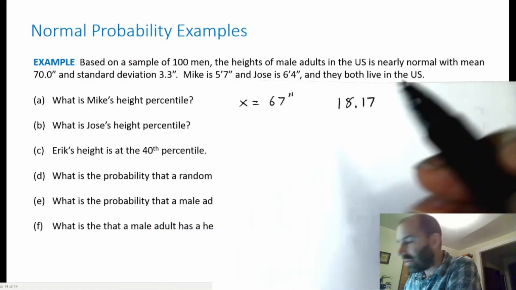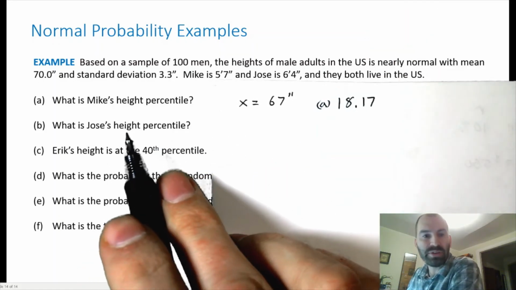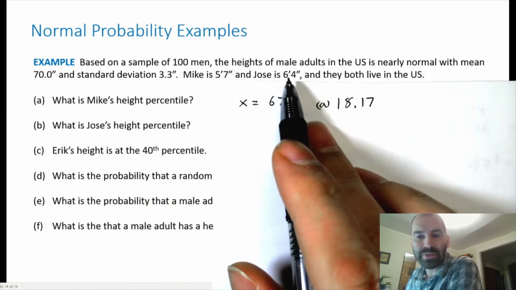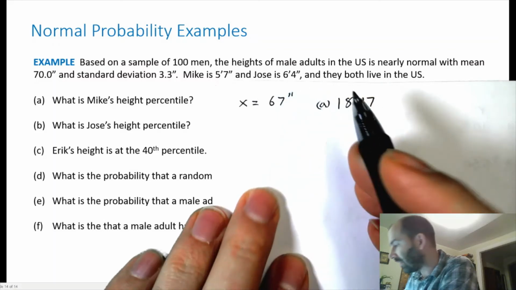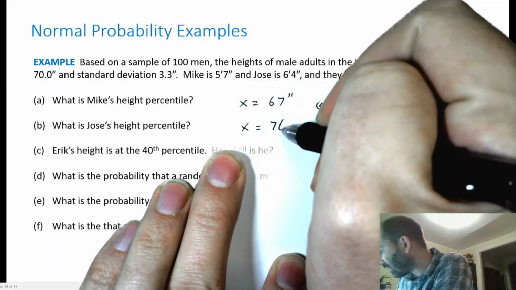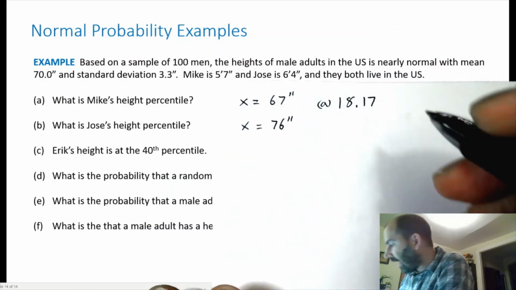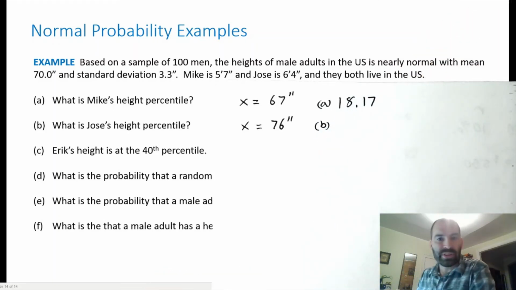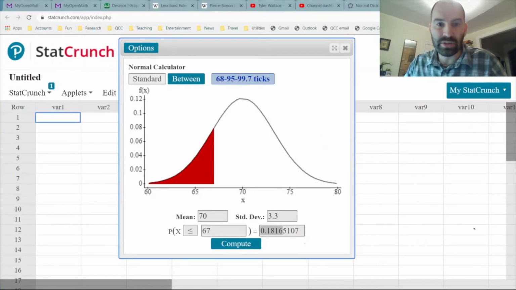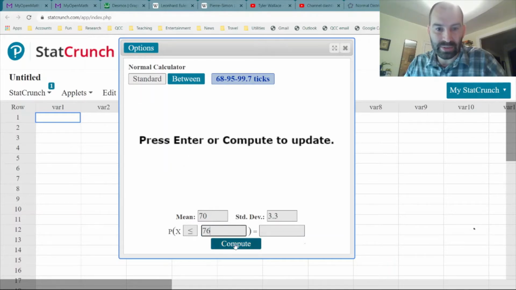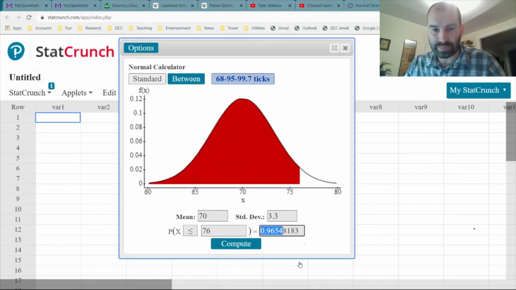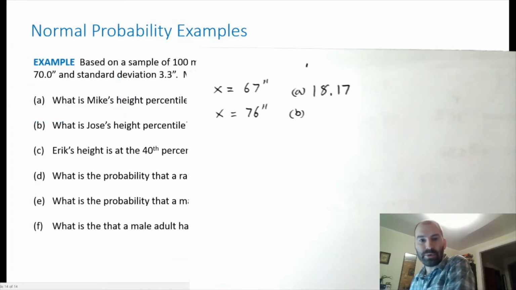Okay, what about part B? What's Jose's height percentile? Well, Jose's height in inches: 6 feet is 72 inches, plus 4 more is 76. So Jose's x is 76. So let's see what we got. What's his percentile? Well, we do the same thing, right? We go over here, but now we're just using 76 instead of 67. And what do we have here? We have 0.9654. I should round that to 0.9655, convert that to a percentage, 96.55.